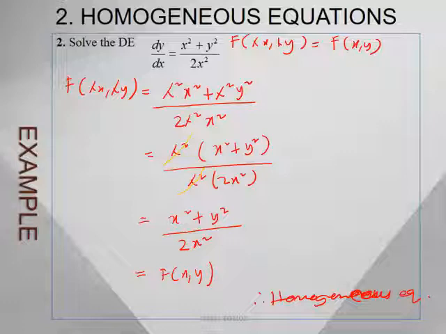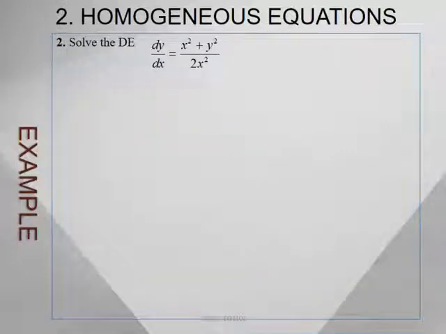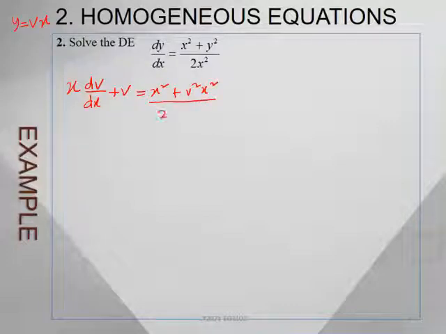Now we want to solve it. So how to solve it? By substituting dy/dx equals x dv/dx plus v, and y equals vx. So x squared becomes x squared, this one will be v squared x squared, and the next one will be 2x squared. So now we will cancel out the x, right? We can cancel it out here, so it's just left with (1 plus v squared) divided by 2.